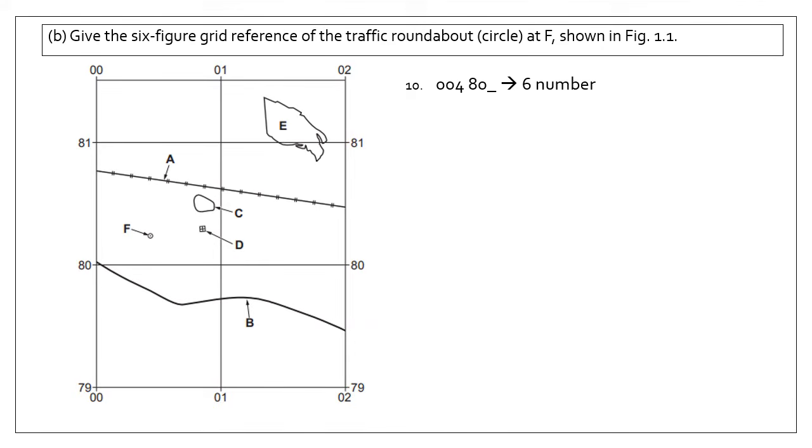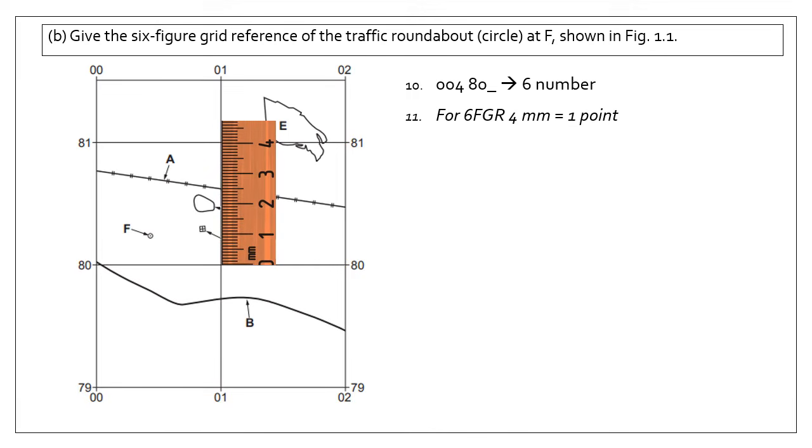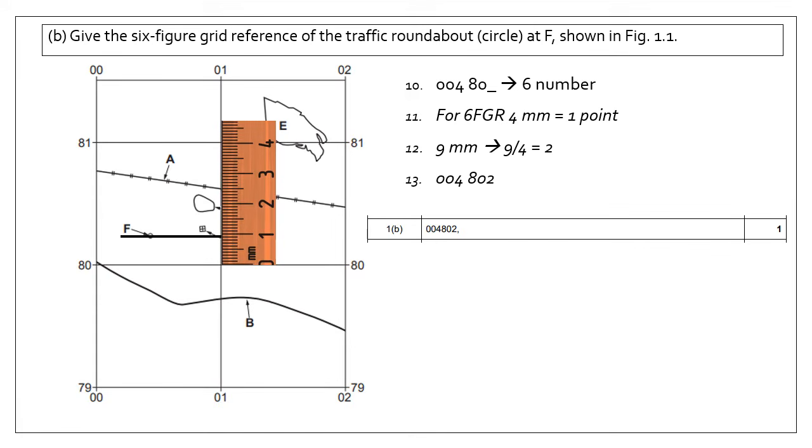Now to work out the 6th number, I have to go up the stairs. Again, I place my ruler along the side. I draw across the line where it's in, and it's about 8 millimeters, so I divide by 4, and that gives me an answer of 2. So I'm going to write down 004 802, and I check the mark scheme, and there we go.